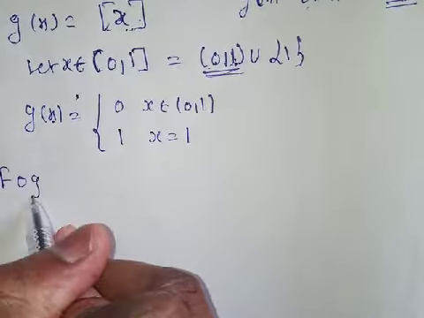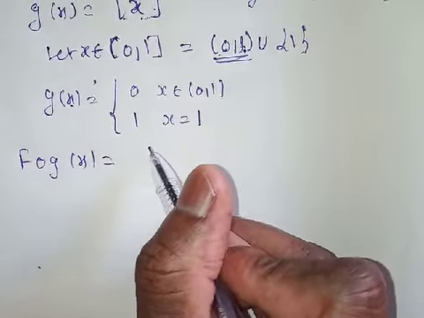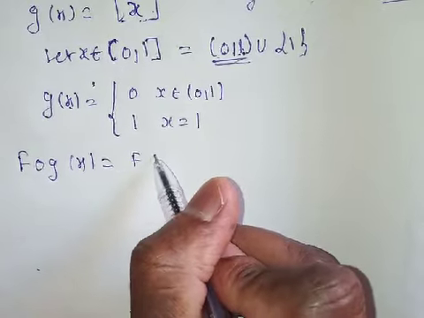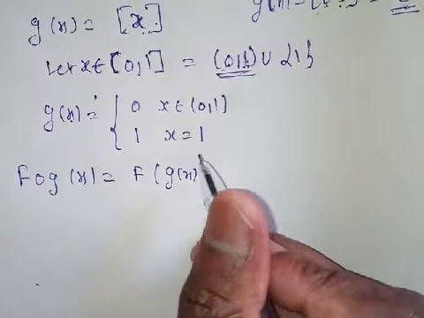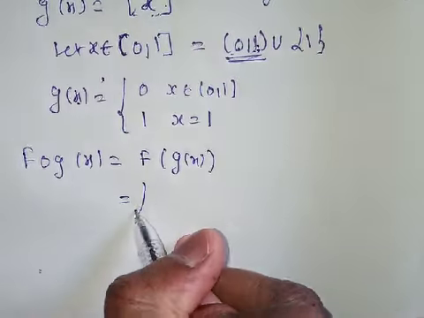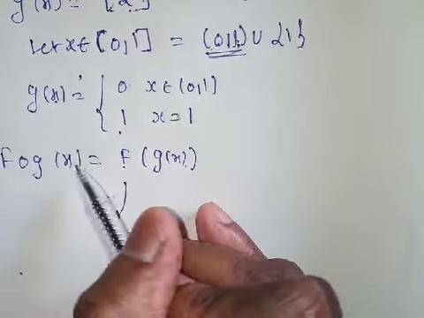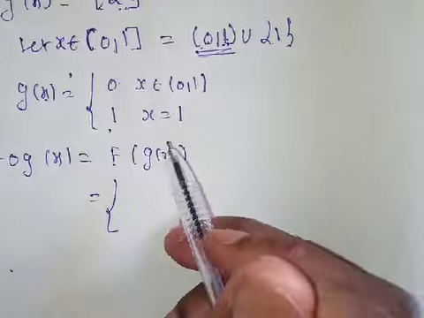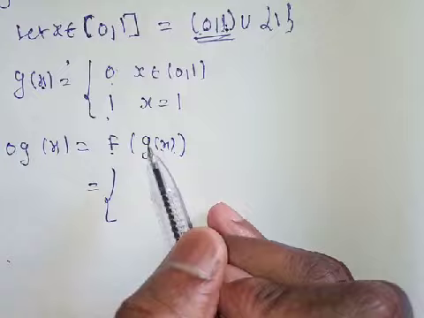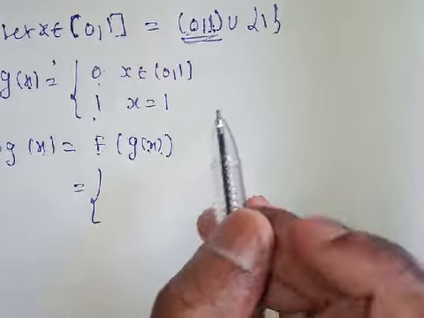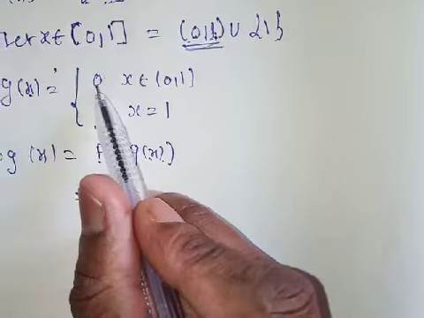Okay, so let us first define fog of x. What will be f of g of x? But for g of x, we have two values. So fog will also have two values. First will be g of 0. So what will be g of 0? G of 0 is 0.